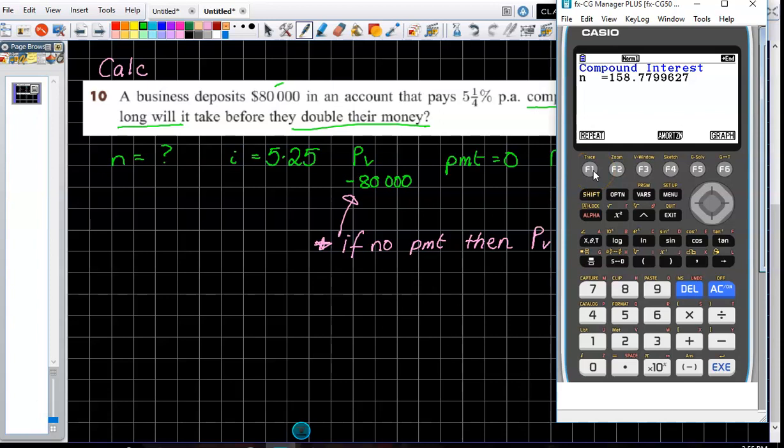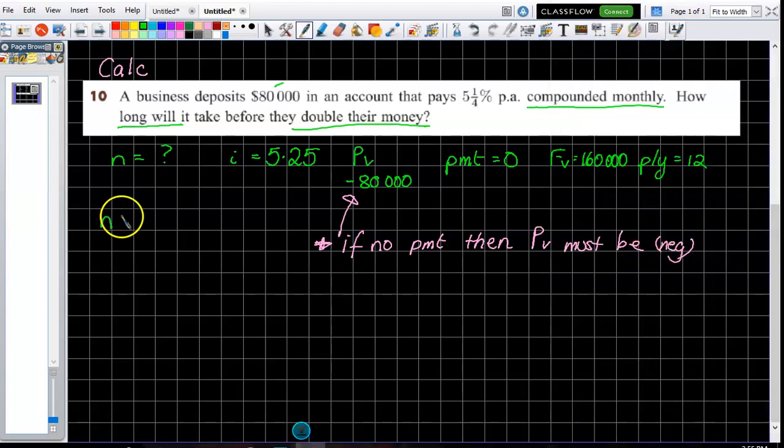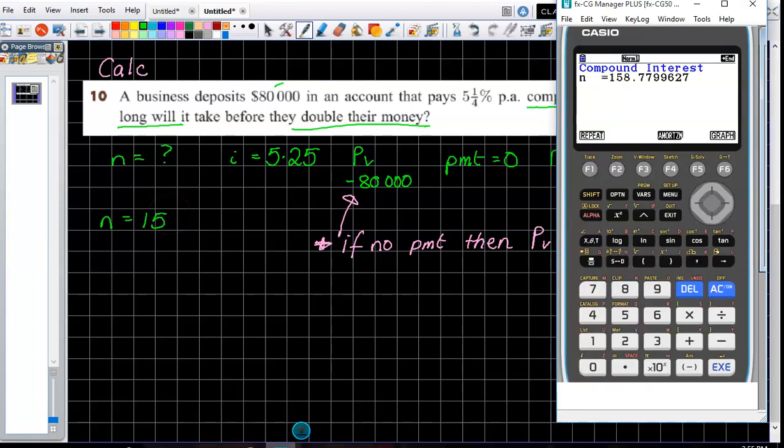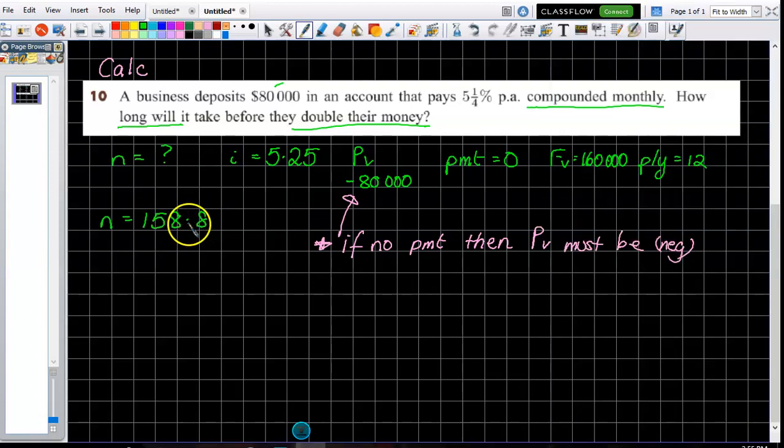Are you writing down 159 years? Because that's a long time. It's months. So can you please make sure, was it 158 or 159? 158.8. We're going to round that to 159. I am going to take off a mark if you don't put your units, because there is a big difference between 159 months compared to 159 years compared to 159 quarters. So please make sure that you do that nicely.